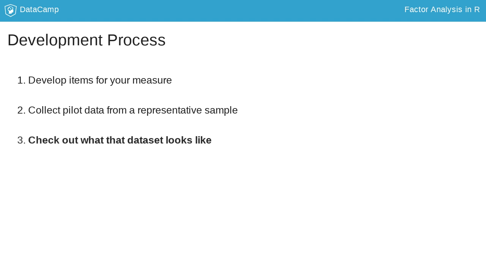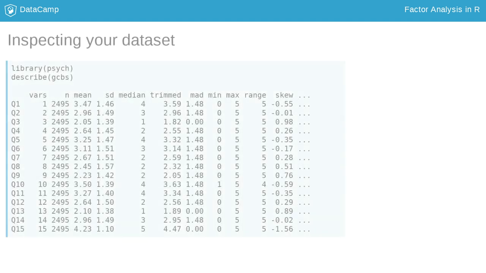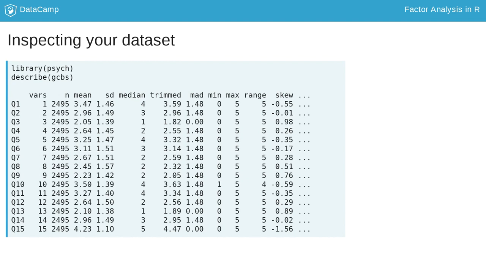Once you've got pilot data, the first step is to check out what the dataset looks like. To get a sense for your data, use the describe function to see basic information about each of the items in the dataset. If you look at the first row of output, you can see in the column called N, the item Q1 has 2,495 responses, a mean of 3.47, and a standard deviation of 1.46. You'll notice that the minimum and maximum are 0 and 5 for these items because they've been scored on a Likert scale.